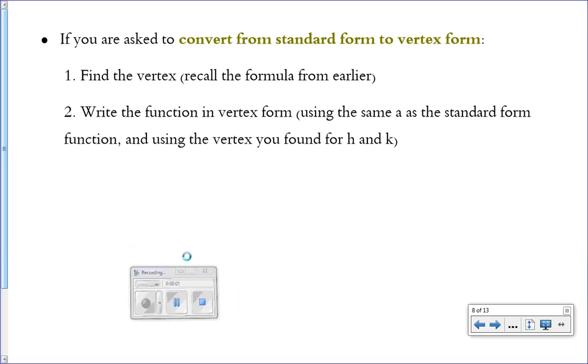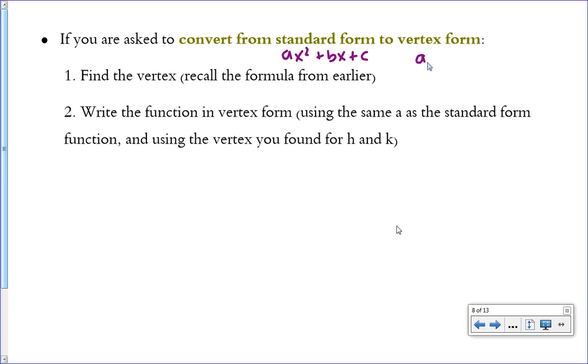So in this video, we're going to pick up where we left off with Quadratics 2.5c, more about functions. So if you're asked to convert a quadratic function from standard form to vertex form, and remember that standard form is ax squared plus bx plus c, whereas vertex form still has an a in front, but instead it has x minus h squared plus k.